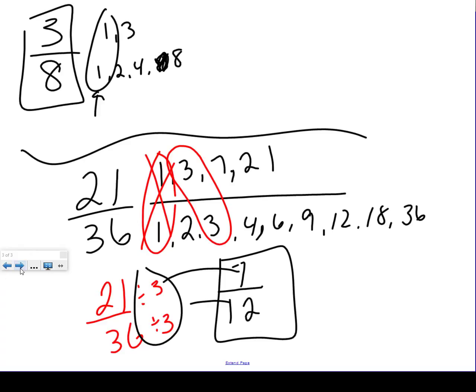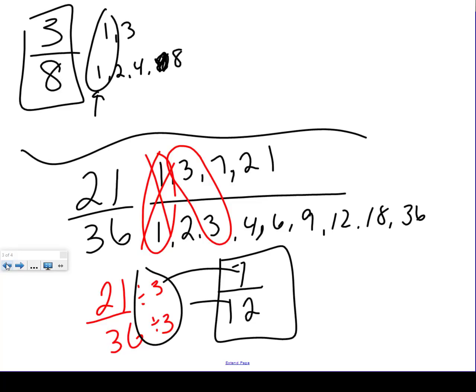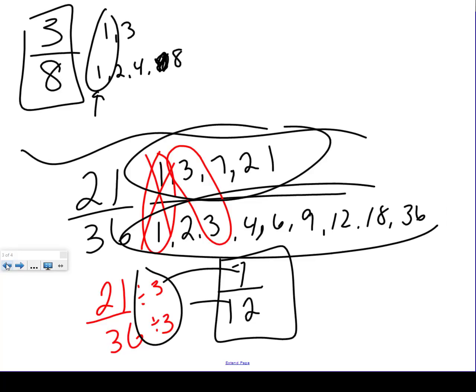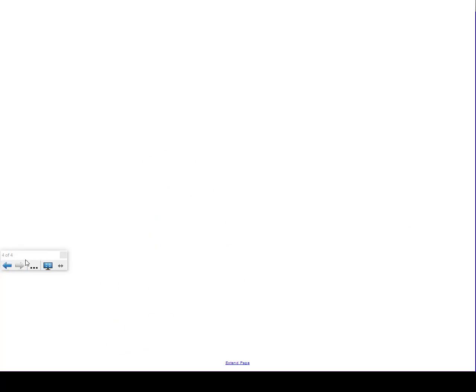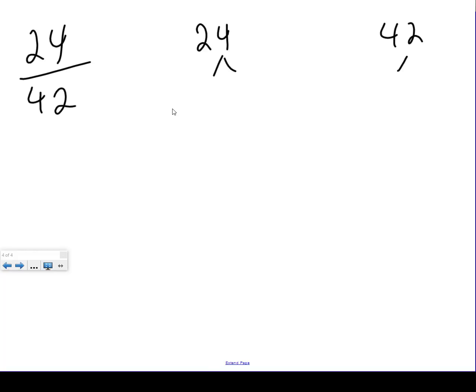All right, in this next part, we're not just finding factors like this, where we see them here and here. We're going to find prime factors because we have to find prime factorization to help us reduce or simplify. So here's our problem, 24 over 42. I need to write out all of the prime factors of 24 and all of them of 42.